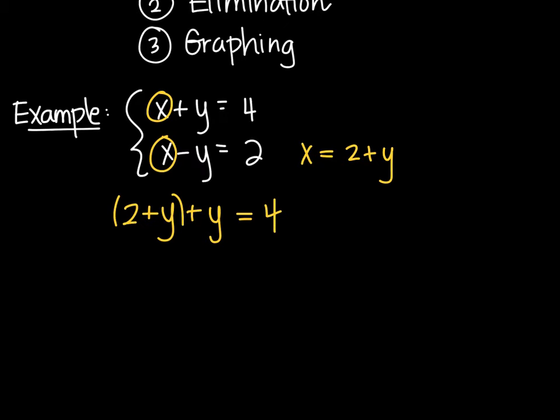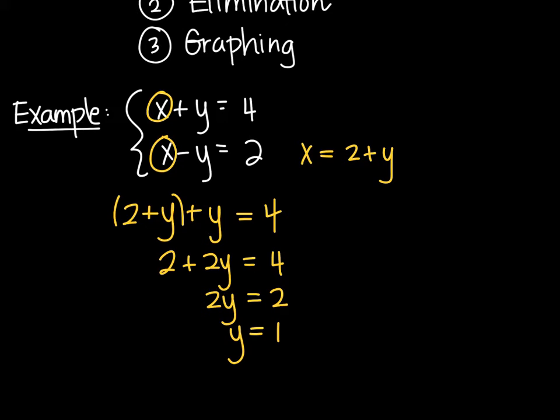2 plus y plus y is 2 plus 2y. That equals 4. I work on doing math to both sides to solve that. What am I going to do first? Subtract 2. So 2y equals regular 2. What do I do to both sides next? I'm going to divide by 2, and we'll have our solution for y.